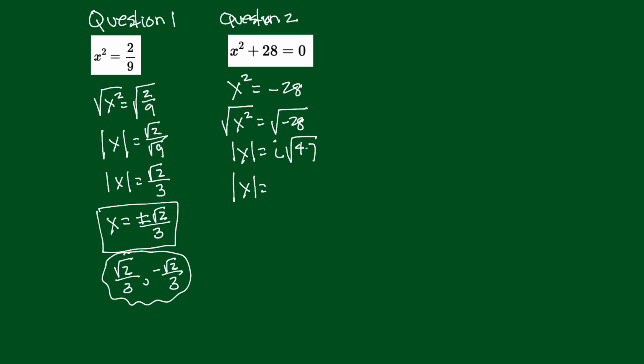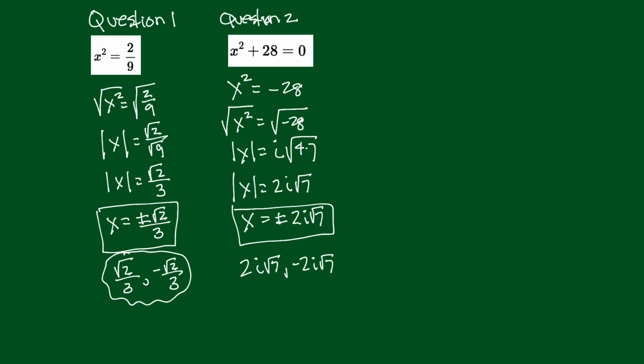But I know this. Square root of 4 times 7, I can write as square root of 4 times square root of 7. Square root of 4 is 2, so I'm going to take a 2 out, and I'll write it as 2i square root of 7. And now I'll eliminate that absolute value, so when I get rid of the absolute value, that's when I get plus or minus 2i square root of 7. And there is our solution. Might have to write it like this for the homework. 2i square root of 7, negative 2i square root of 7.